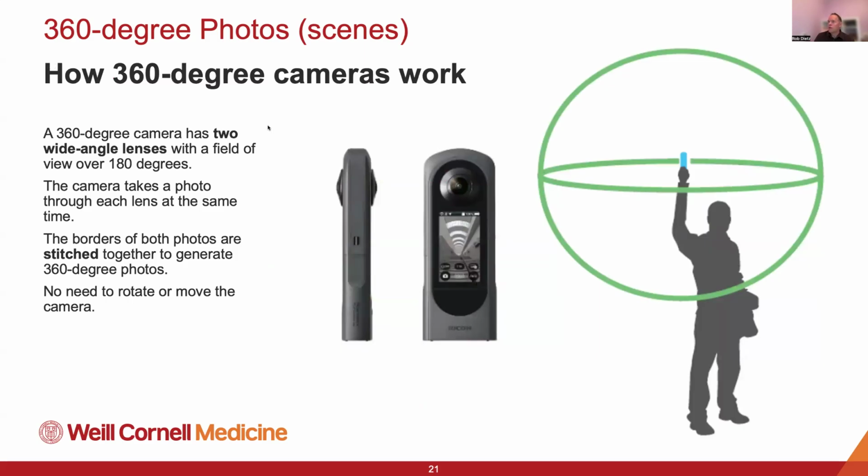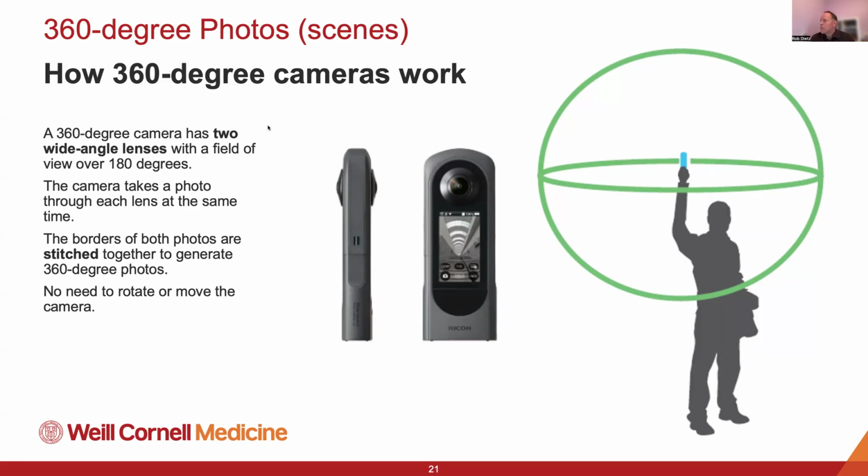You can also use a special purpose 360-degree camera. This is a great way to, instead of taking hundreds of photos and stitching them together, just take two photos, and the camera itself stitches them together for you and gives you a spherical image.